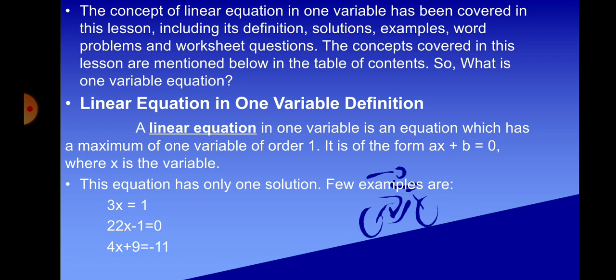So what is a linear equation in one variable? Definition: a linear equation in one variable is an equation which has a maximum of one variable of order 1. It is of the form ax + b = 0, where x is the variable. This equation has only one solution. A few examples are 3x = 1, 2x - 1 = 0, 4x + 9 = -11.